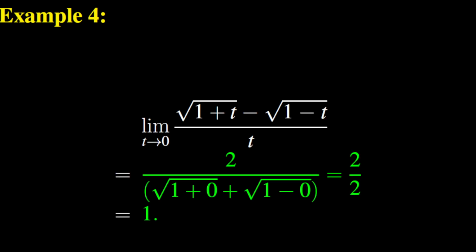When we do so, we get 2 divided by the square root of 1 plus 0, plus the square root of 1 minus 0. This equals 2 over 1 plus 1. So the final answer is 2 over 2, consequently, the limit is equal to 1.